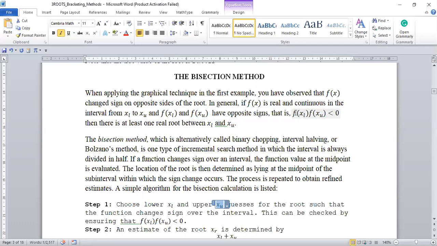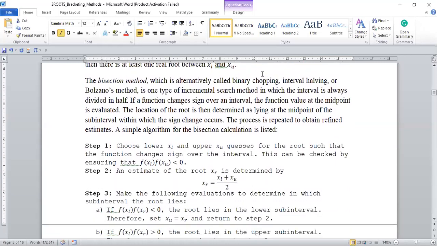You then make sure that the value of the function at the lower limit multiplied by the value of the function at the upper limit is less than 0. Why is this so? Remember, the first guess is the value of the function when it's positive, and the second one is the value of the function when it is negative. When you multiply a positive with a negative, you get a negative, which is less than 0. So you make sure that when you evaluate the function at your two guesses, the product is less than 0. Let me describe the algorithm, or the pseudocode, to do that.